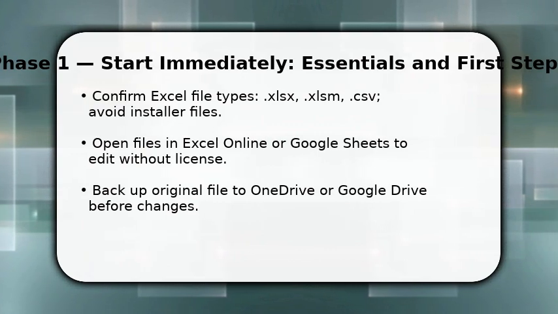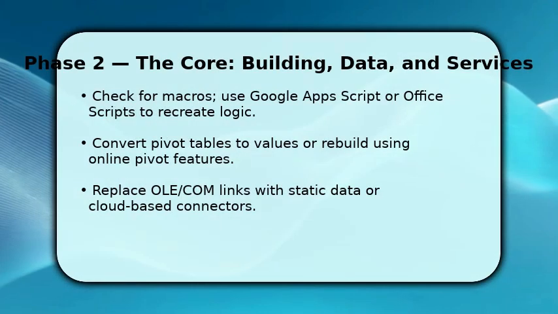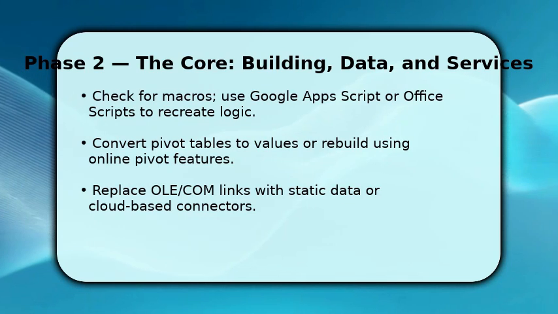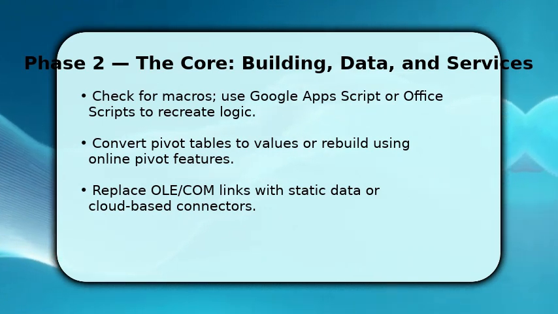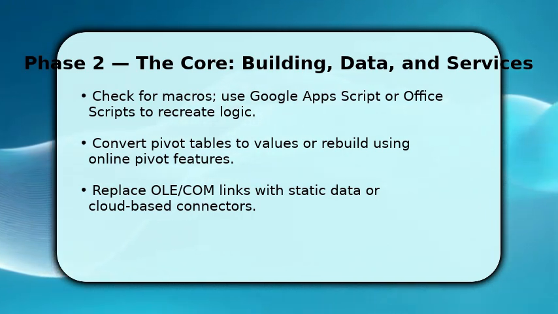You now address advanced elements that usually break without a license. First, find macros and complex VBA. If possible, convert essential routines to Google Apps Script or Office scripts because online editors handle script-based automation differently. Once done, convert pivot tables to static values or rebuild them using the online pivot tool to preserve summaries.